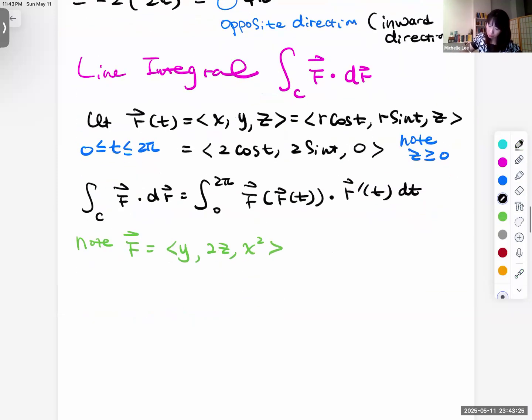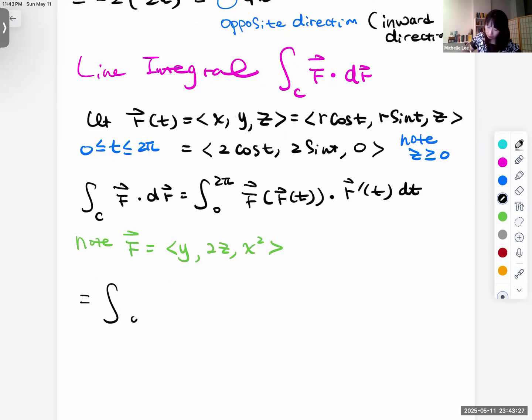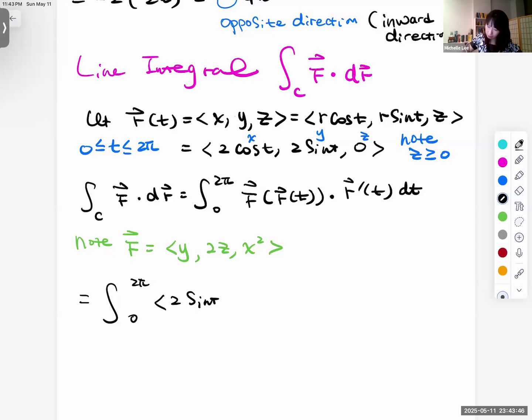So let's do it. We have 0 to 2 pi and x, y, z. We know that, right? Okay, so insert r of t into the y. So it's 2 sine t, and 2z is 0, and x squared is 2 cosine t squared, right?